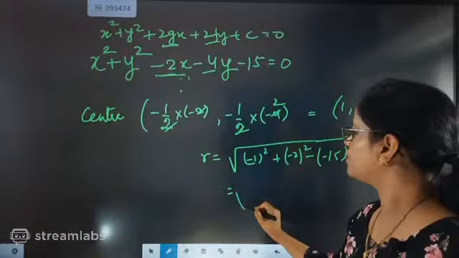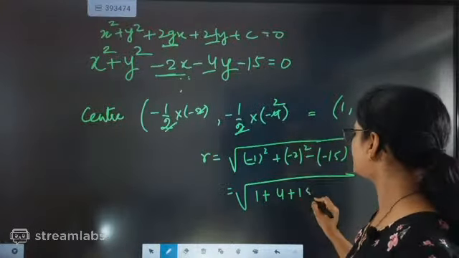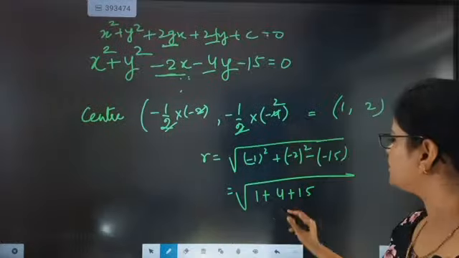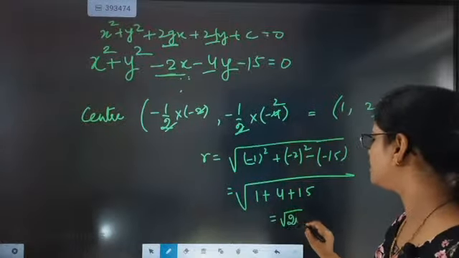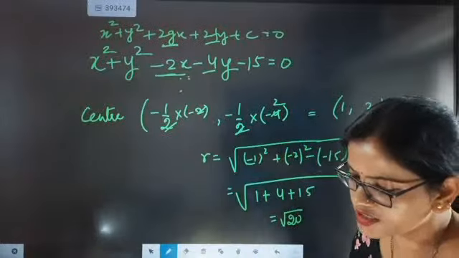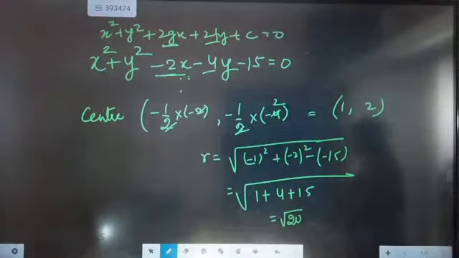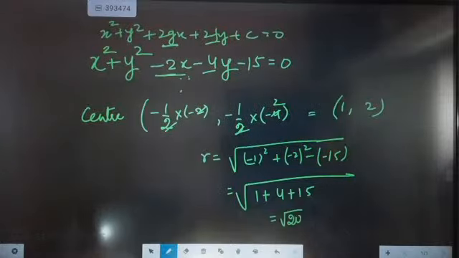So it is exactly going to come as 1 plus 4 plus 15. So it is 15 plus 4, 19, 20. So root under 20 is radius. Absolutely correct, Saranya. Radius is root under 20 or 2 root 5.